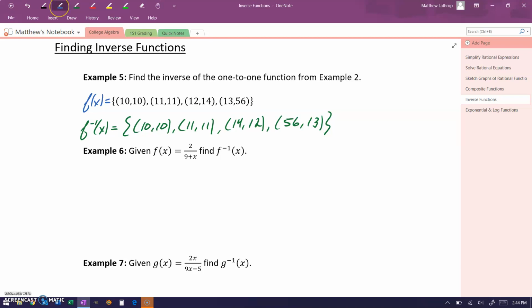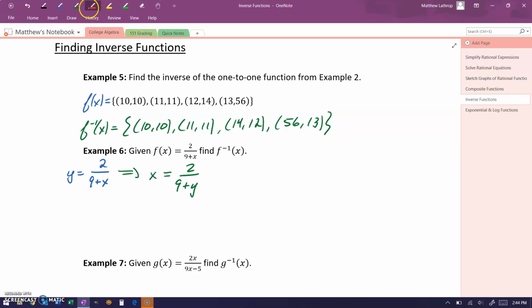In example 6, we're given a function written as an equation versus a relation. So here, we take the same approach. We'll begin by rewriting our function as y equals 2 over 9 plus x. Then to generate that inverse function, f inverse of x, we'll flip the places of any x and y values. So we changed all of our x's to y's and y's to x's, and now we simply solve for y.